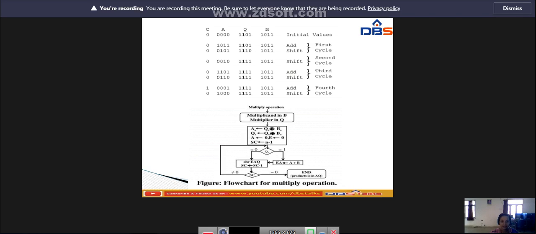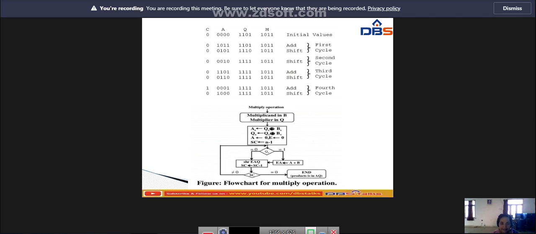After shifting, this is how the values will be shifted: 0 1 0 1, after that 1 1 0. So this is how I shifted. Here you see 1 1 0 1 in the M value, and in the Q value I have 0 1 1 1 and 1 0 1 0. So this is the shifting of bits.